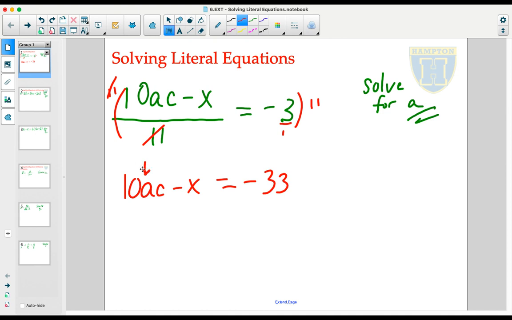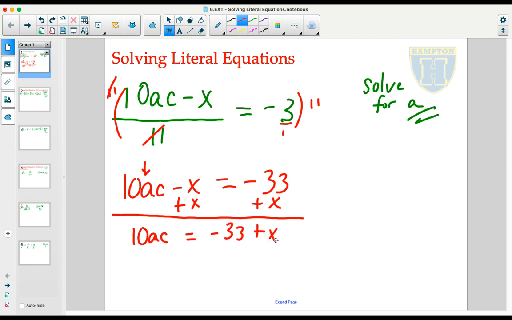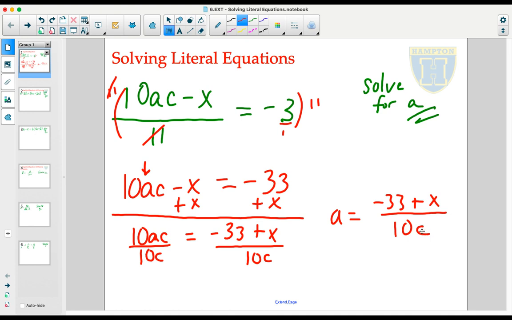Again, our target is a, and our next term to get rid of would be the x. So we're going to add x to both sides. And on the right, we have -33 plus x. And we finish by dividing away the two factors being multiplied by the a, the 10 and the c, and we get a final result of a equals -33 plus x over 10c. We achieved this goal simply by reversing and inverting all of the steps.